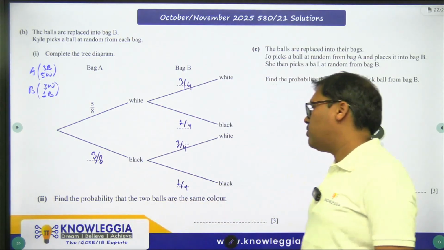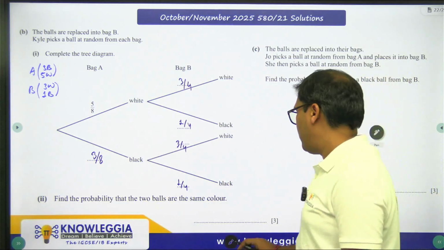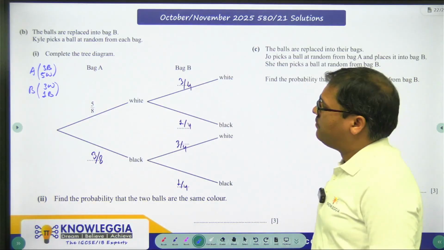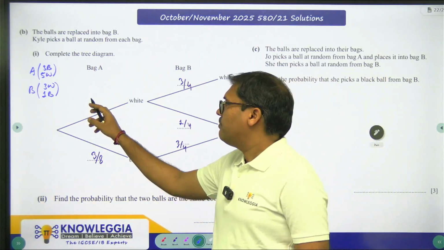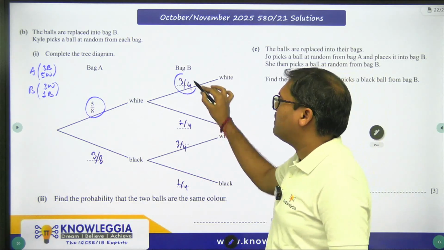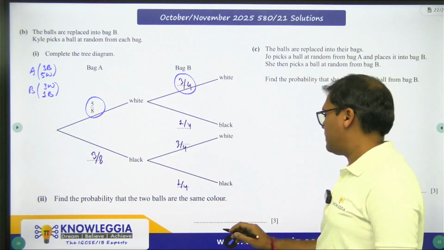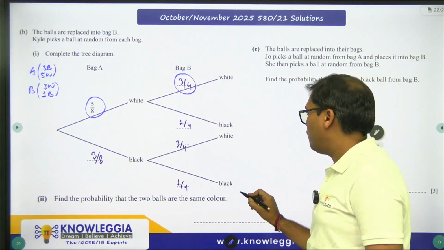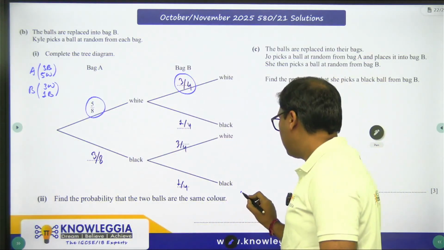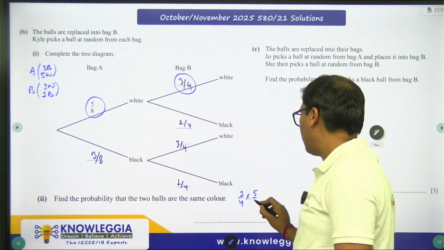Find the probability that the two balls drawn are of same color. So what is the probability that the balls drawn are of same color? From the first bag we draw white, and from the second again we draw white. That is, the balls are of same color. So what is the probability in this case? 3 by 4 into 5 by 8.